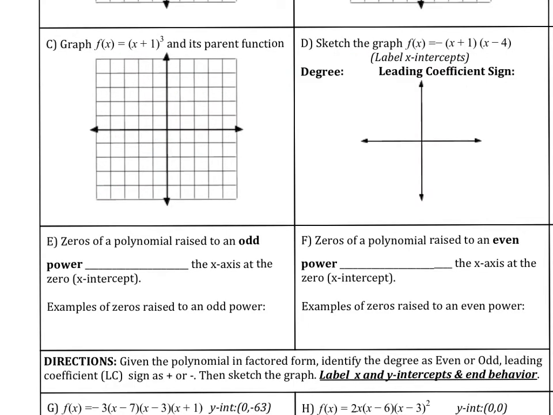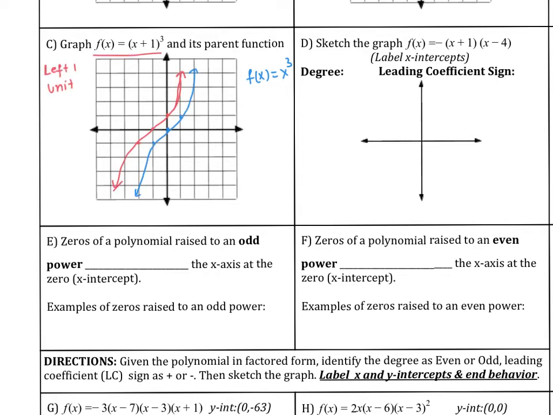Now we are going to try and do letter C, f(x) = (x + 1) cubed, and its parent graph. The parent graph for this one is going to be f(x) = x to the power 3, which means this graph is going to rise on the right side and fall on the left side. So you can start with this one.